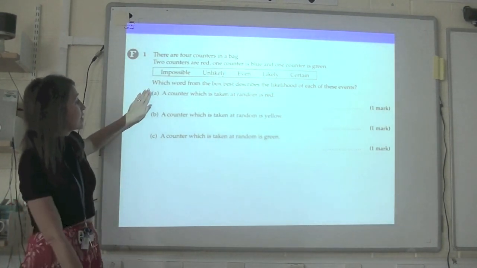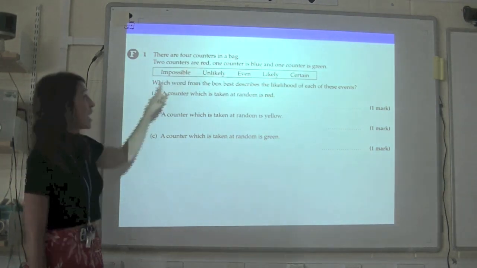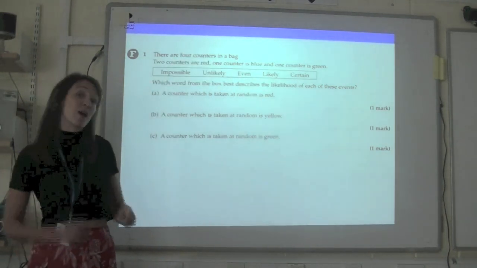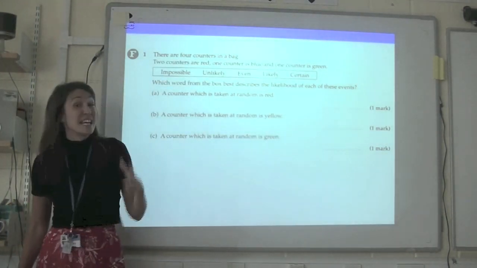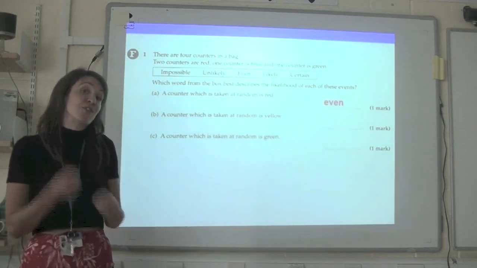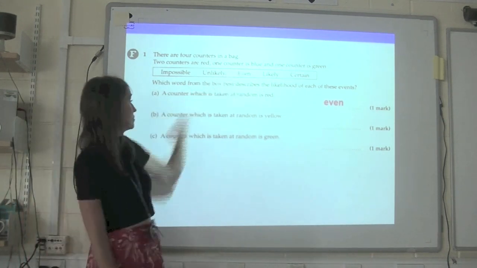But if we're saying a counter which is taken at random is red, well, 2 counters are red out of a total of 4 counters. So 2 out of my possible 4 chances are red. That means that there is an evens chance, because there's a 1 in 2 chance, there's a 50-50 chance of me getting a red counter, so we describe that as even.